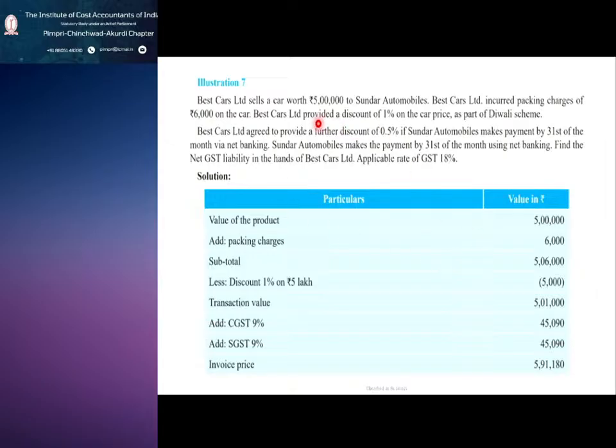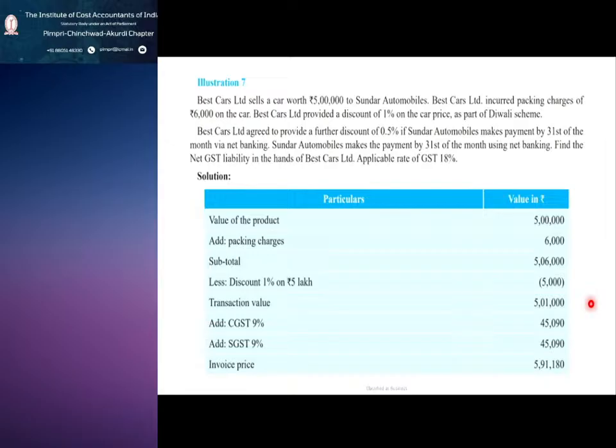So this covers all the 3 different discounts. First, the value of the car is 5 lakhs, and packing charges are given directly. In our para you need to remember all this, A, B, C, D, E. So commission and packing charges come under D, so you need to add them. What is the subtotal? 5,06,000. So our invoice will be generated for 5,06,000, and you have a 1% discount.